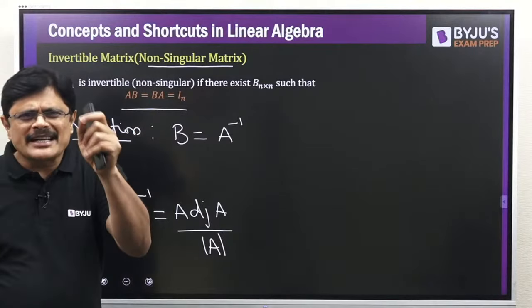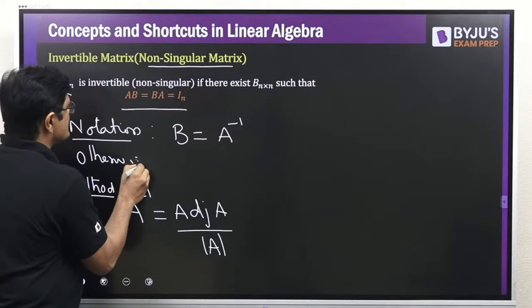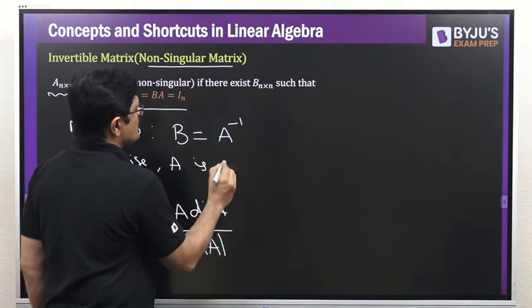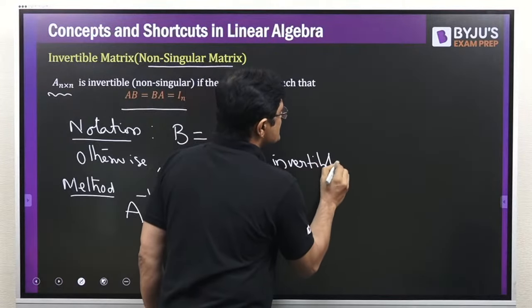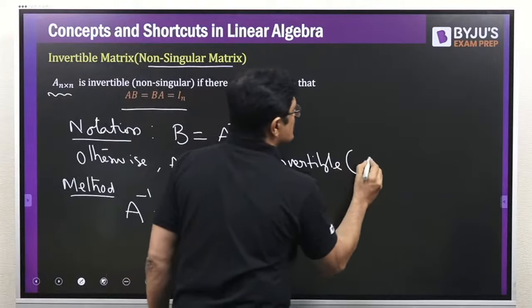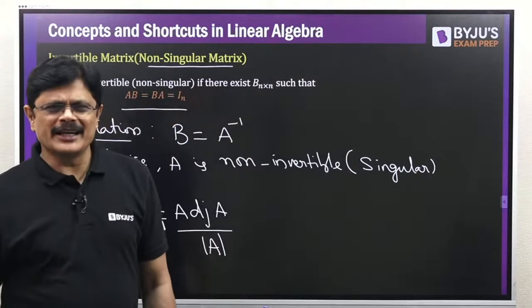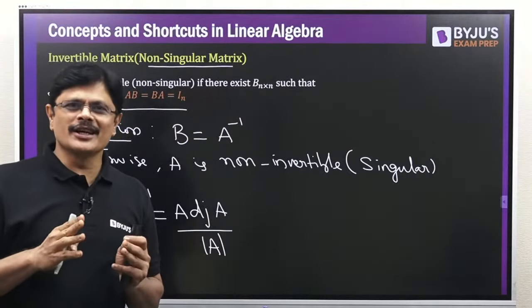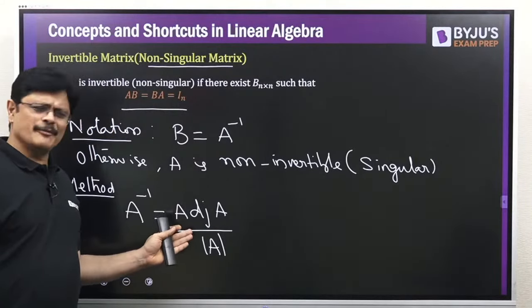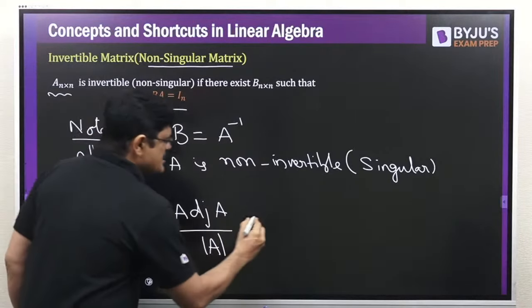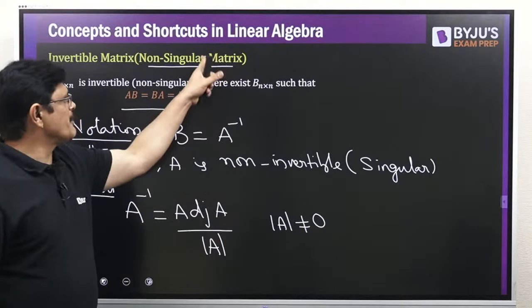Suppose you cannot find such a matrix, then we say A is non-invertible, that is, singular. I know that most of you feel that singular means det A is equal to 0, non-singular means det A not equal to 0. That comes from the method. If you see A inverse is adjoint A by det A, obviously A inverse exists only when det A is not equal to 0. So that is what you mean by non-singular.